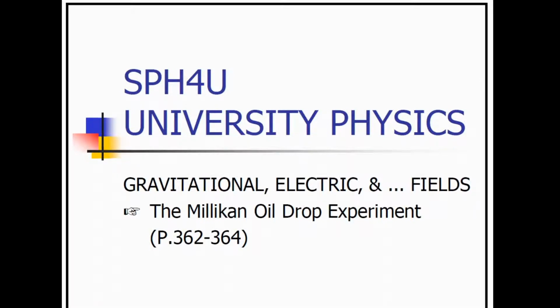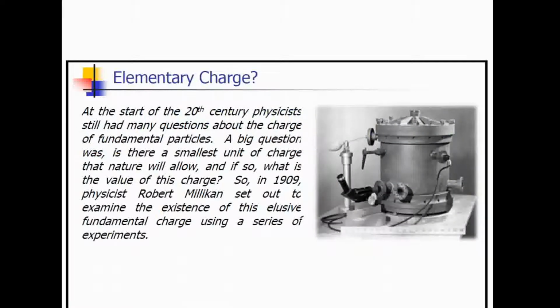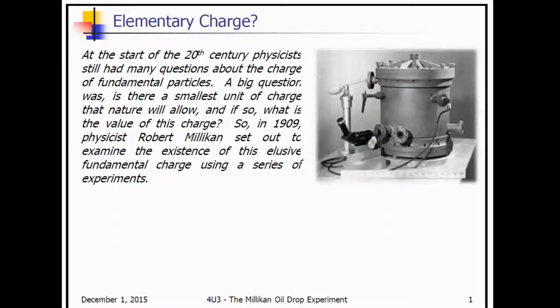So to finish off the electric fields portion of the gravitational, electric and magnetic fields unit, we're going to talk about a very famous experiment called the Millikan oil drop experiment. Basically, this experiment is about trying to determine the smallest possible charge that an object can have. We've actually already seen it in some previous questions. I will show you how this was measured, and this is another important experiment in the history of physics.